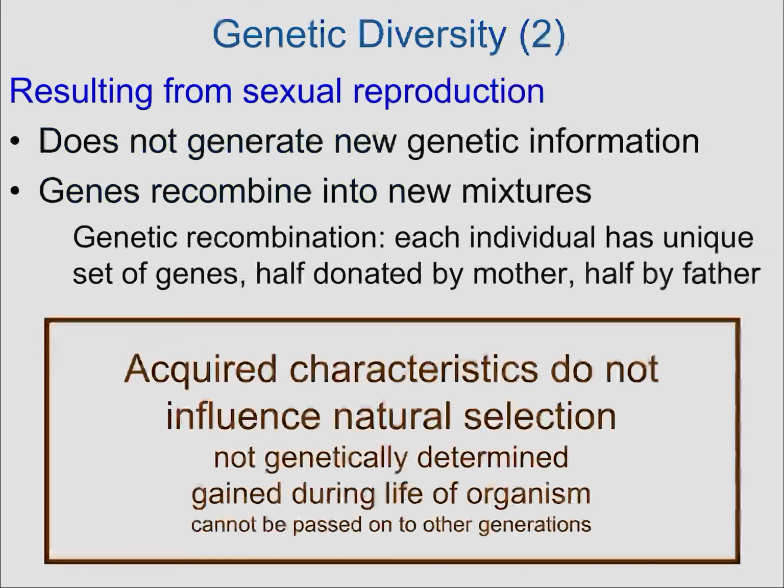Now, genetic diversity also occurs just due to sexual reproduction. In asexual reproduction, there is no genetic diversity due to reproduction, only due to mutations. In sexual reproduction, it's not generating new genetic information, but the genes are recombining into new mixtures because you get 23 from mom, 23 from dad. They're going to combine to 46 to become a unique set of individual genes. You may share some traits like mom and share some traits like dad, even share traits with siblings and grandparents, but your genes are completely unique.